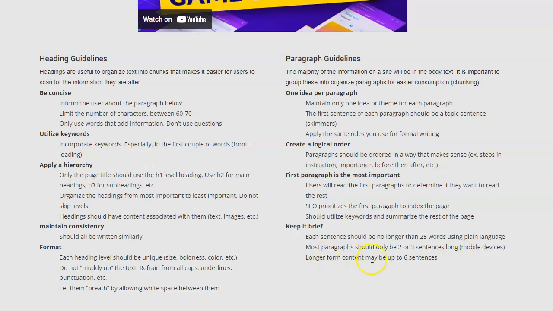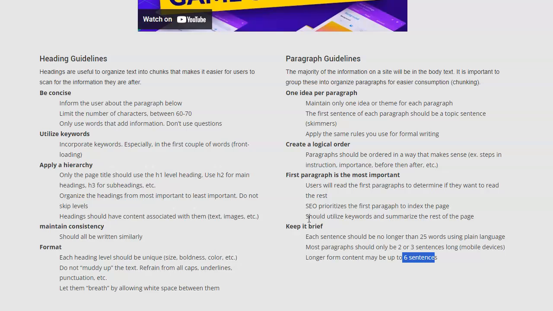Now, if you are doing longer form content, you can do up to 6 sentences. But once you're getting up to that threshold, more than likely you're going to be starting to creep in on another idea or theme, right? If you're getting up to 6 sentences, you might be able to just break that up into another area and separate it into a new concept, as opposed to trying to shove too much into one paragraph.